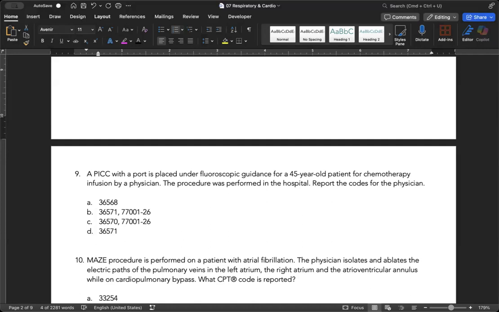So coding from scratch, we are doing a catheterization, because that's what a PIC stands for. It's a catheterization. It's a peripherally inserted... hang on, I have to look at what PIC means. I knew it in my brain. It's a peripherally inserted central catheter. Okay. So we'll go to catheterization.